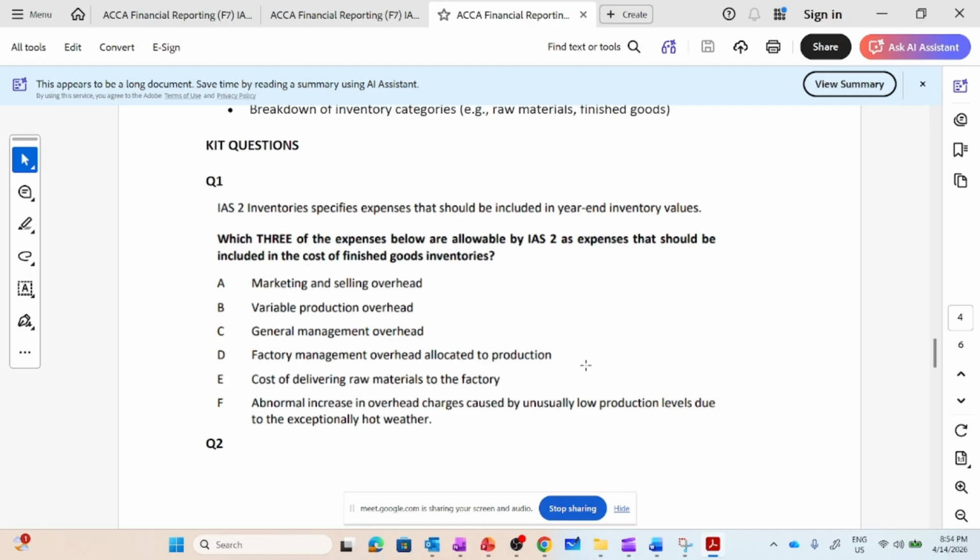So what will be the answer? We are going to solve it together. What will be the answer? Option A. What is the condition for option A? Should we include it or not? I think it should be included. Marketing and selling costs. Okay. Any other idea, contrary? What are your options?